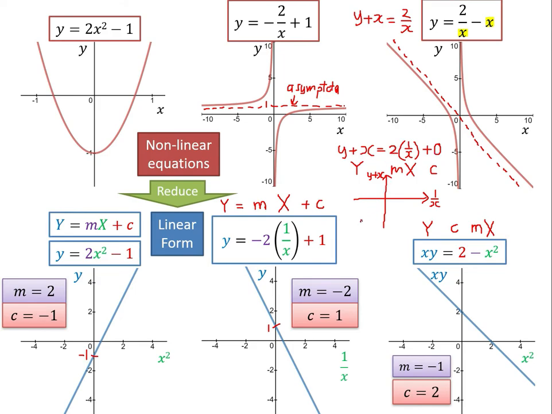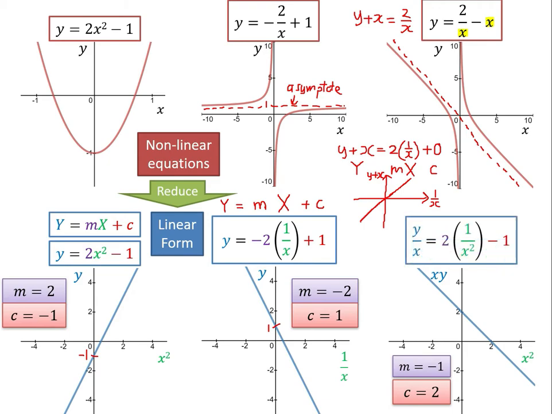So the straight line will look like this. Yes, correct. Your suggestion is correct. We can also get our linear form in this way. Is there any other way to eliminate the x at the back? We can divide both sides by x. Yes, we can divide both sides by x.